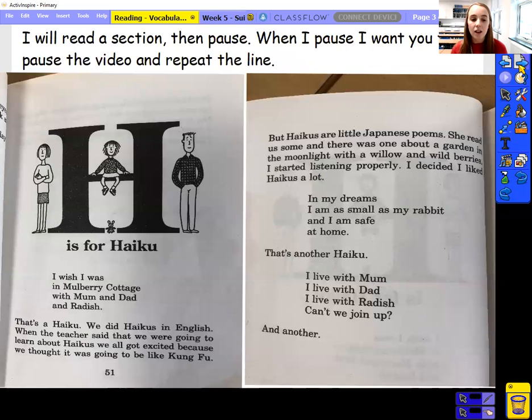Okay, so here you can pause the video and try and read this section with as much expression and fluency as you can. Remember, when we're in class, we coach each other. We improve that vocabulary. So I want you to do that to yourself at home, or you can find someone at home to help you practice that. Okay?